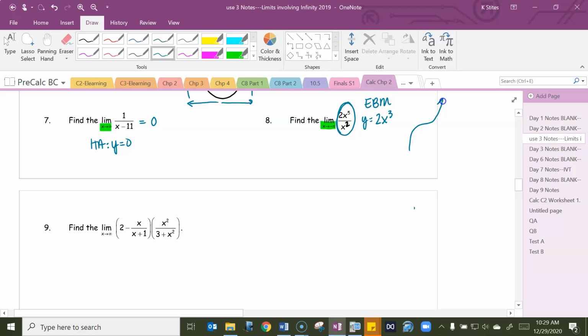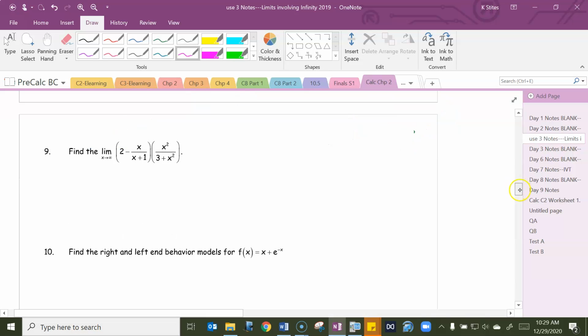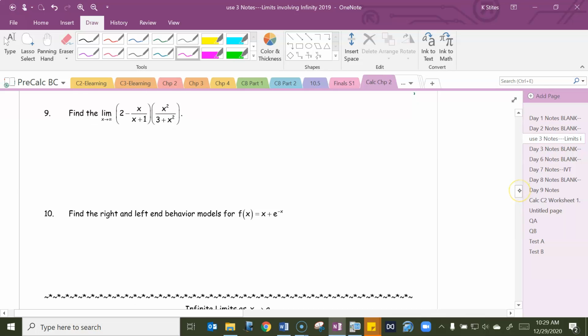That will look something like this. So as x approaches positive infinity, we are going up. This is asking as x approaches negative infinity, so to the left, we are going down. So that means my limit is negative infinity. All right, so let's make this a little more difficult. We still have an infinite limit.